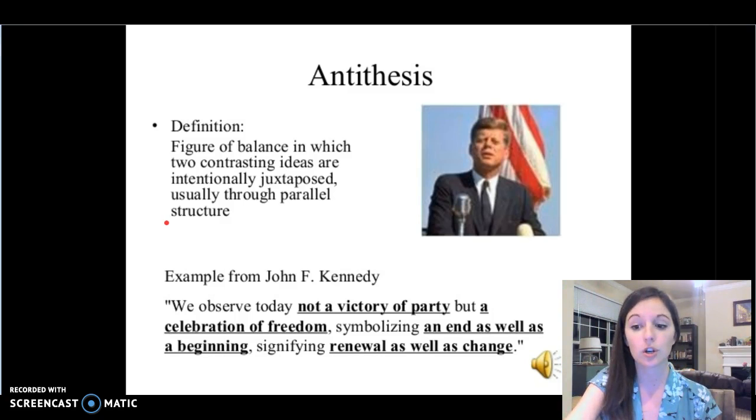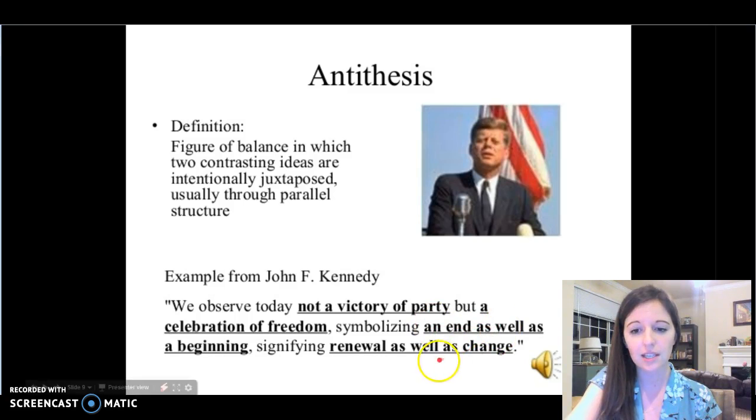So parallel structure is when you have a sentence that mimics itself. What does that mean? I think the ending is an excellent example, where you have symbolizing an end as well as a beginning, which is parallel to signifying renewal as well as change. Symbolizing parallels signifying, as well as parallels as well as. And so that's what parallel structure is.